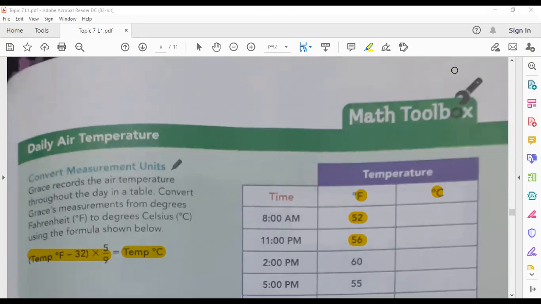We will subtract 56 minus 32. It will be 24. So 24 times 5 over 9. 24 multiplied by 5 is equal to 120 over 9, which is 13.3.